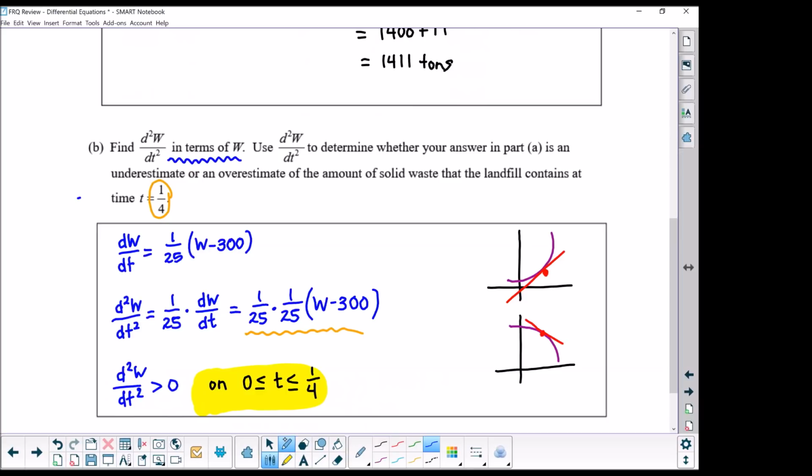The only thing is we haven't officially answered the question. So we could say, therefore, you don't have to use that symbol if you want, but you could say the answer in part A is, what is this again? See, since we're concave up, that'd be an underestimate, wouldn't it? Underestimate. And hopefully that makes sense.